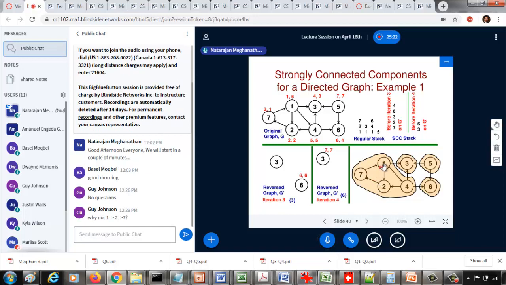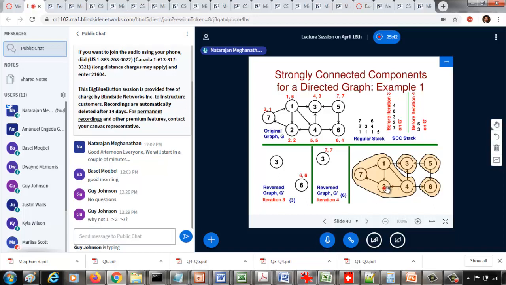Somebody asks, why can't 1, 2, 7 be called a component? They cannot be called a component because if I add 4 to this set, all four together, 1, 2, 4, and 7, are still reachable to each other. So always we want the largest possible subset of vertices that are reachable to each other.